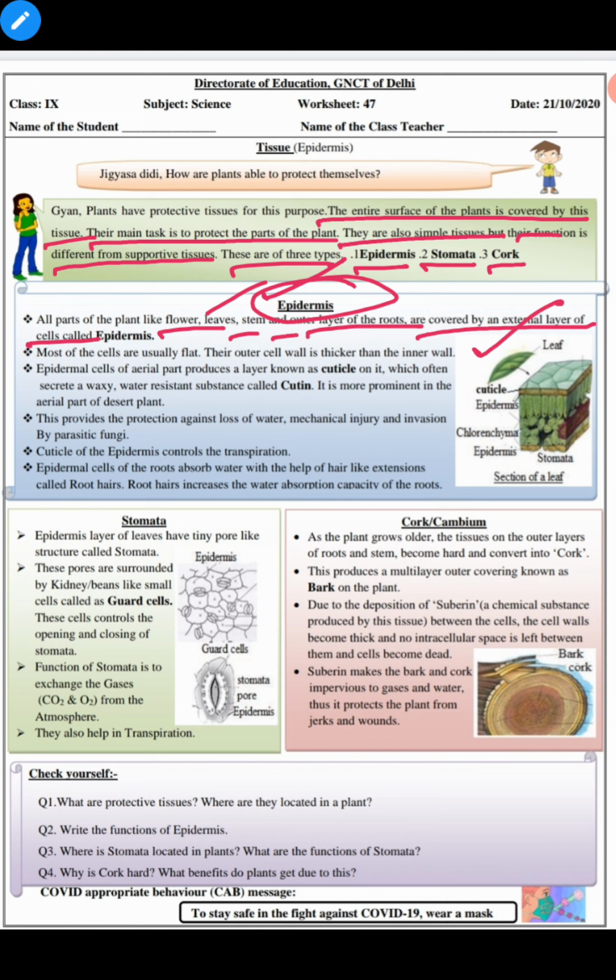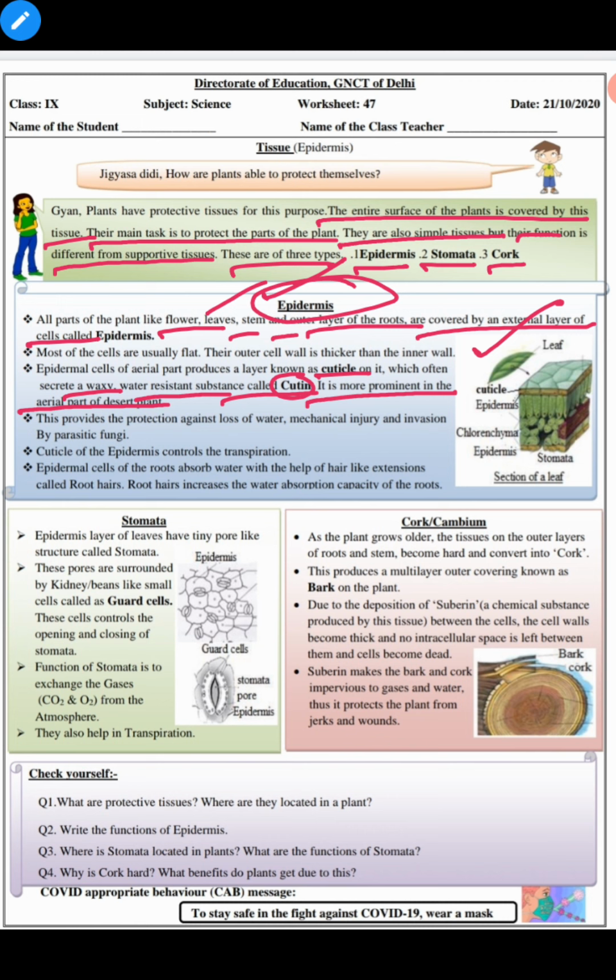This is the structure of your epidermis. In a section of the leaf, you can see the epidermis, and most of its cells are flat. Their outer cell wall is thicker than the inner wall, and the epidermis cells of the aerial part produce a layer known as cuticle on it, which often secretes a waxy, water resistant substance known as cutin. It is more prominent in the aerial part of desert plants, where there is scarcity of water.